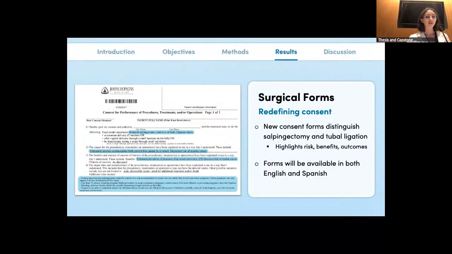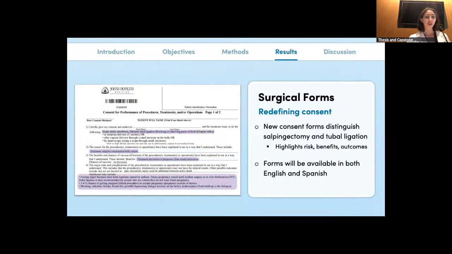Following our collaborative efforts, 2 procedure-specific surgical consent forms, one for salpingectomy and one for tubal ligation, were created alongside providers, healthcare experts, and legal counsel. The content and language was carefully revised to accommodate low health literacy. In addition to English, the forms are being translated into Spanish. These forms mark the first known instance of a U.S. hospital implementing standardized consent forms for salpingectomy and tubal ligation, representing a significant advancement in reproductive healthcare documentation and patient autonomy.